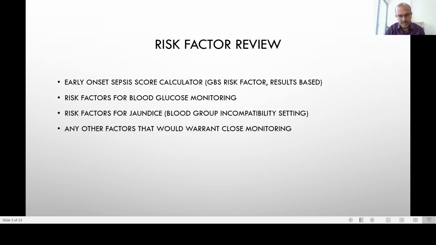This is based on the group B streptococcal infection risk as well as results and the clinical condition of the baby. There are also risk factors for blood glucose monitoring. I will be mentioning that briefly, but again there is a video on hypoglycemia where this is discussed in detail. Risk factors for jaundice, blood group incompatibility setting, family history, and so on. Again, I refer you to both the lecture on neonatal jaundice as well as the use of the Bili tool, which is there on the channel as well. Any other factors that would warrant close monitoring should be looked at as well. So family history of sudden deaths or any other concerns, any suspicion of inborn error of metabolism, and so on.